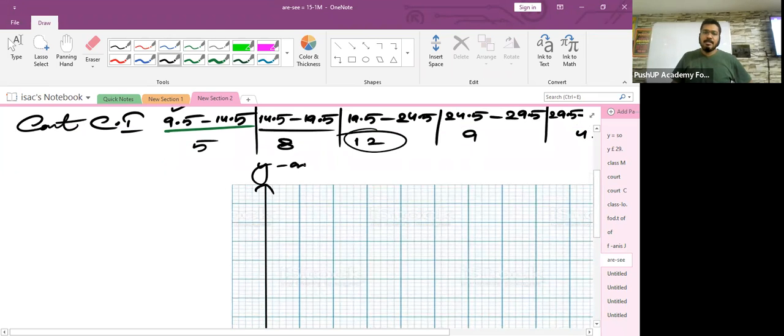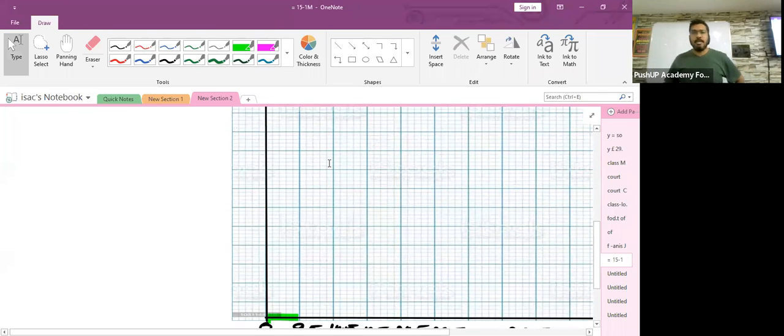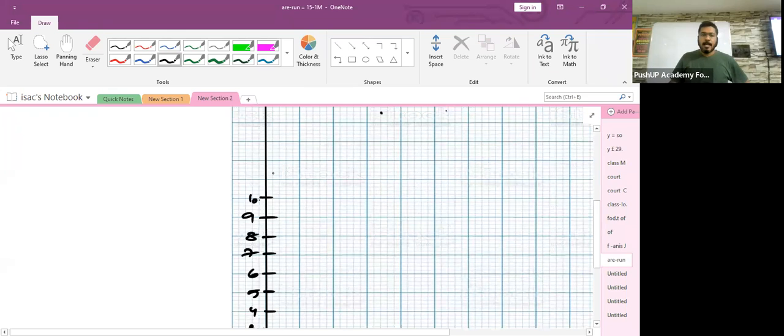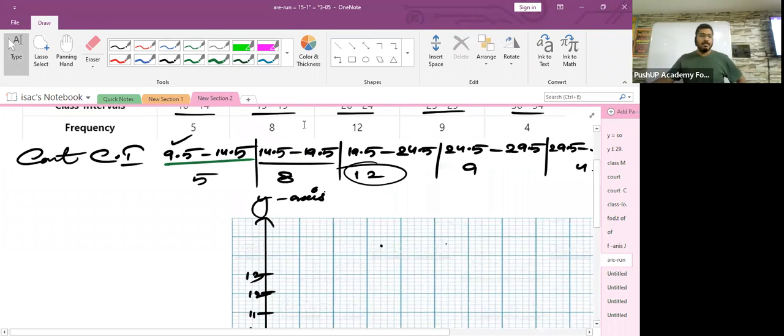I repeat, each centimeter on the y-axis will be taken as one frequency. All right. So here I will plot 1, 2, 3, 4, 5, 6, 7, 8, 9, 10, 11, 12, 13. Now that is enough. No, 12 is the maximum. Yeah. Let's do it, children.